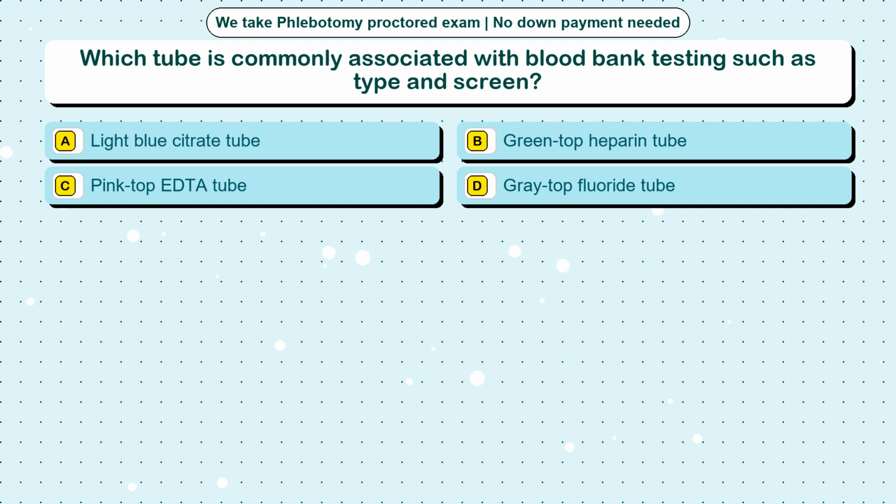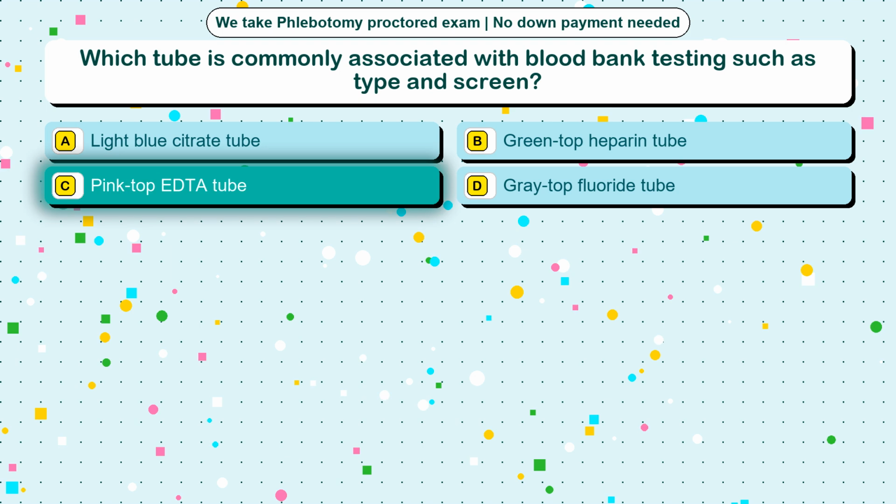Question 33. Which tube is commonly associated with blood bank testing such as type and screen? Option A, light blue citrate tube. Option B, green top heparin tube. Option C, pink top EDTA tube. Option D, gray top fluoride tube.